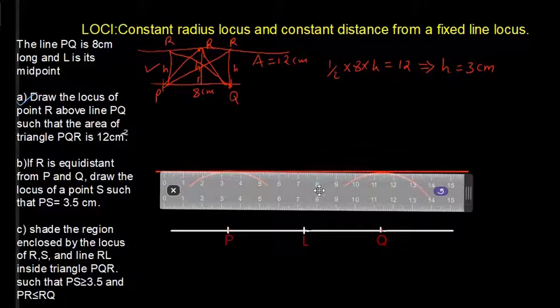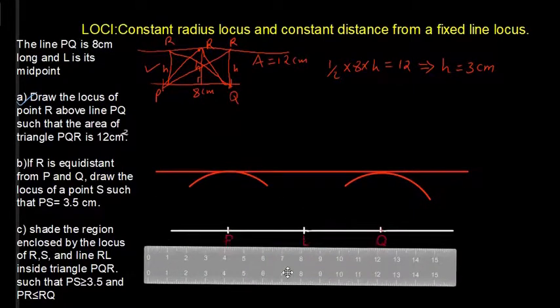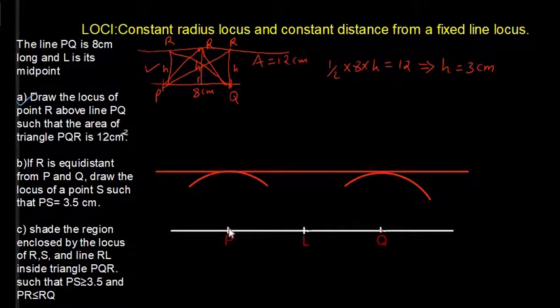Next, you take a ruler and use it to draw a common tangent to the arcs that we had drawn, so that we get a result as that. So this line here is the locus of point R. So anywhere along this line we can have R, and the height here is constant throughout. So that is a constant distance from a fixed line PQ. So that is it for part A.